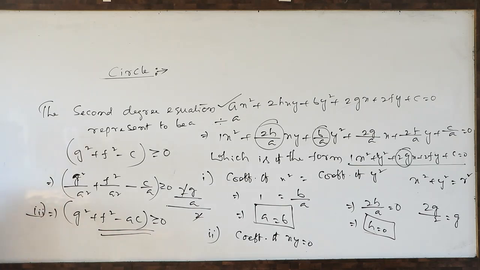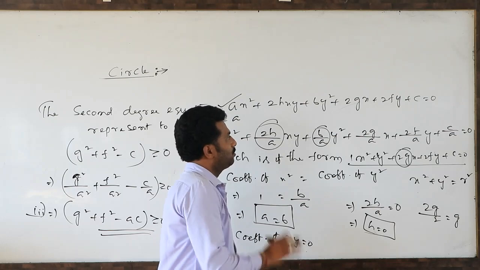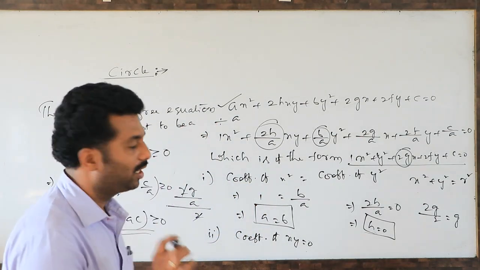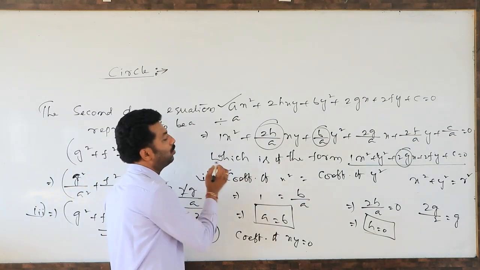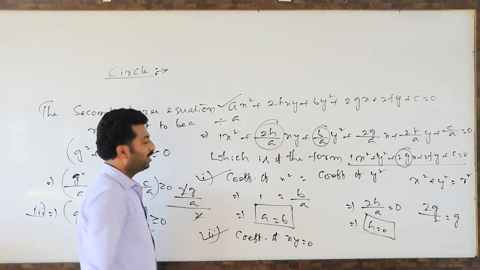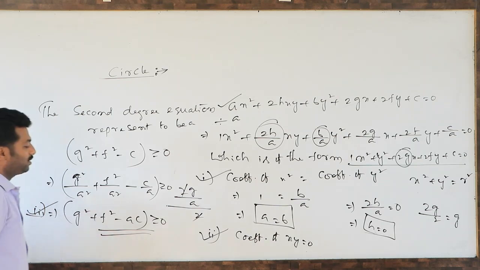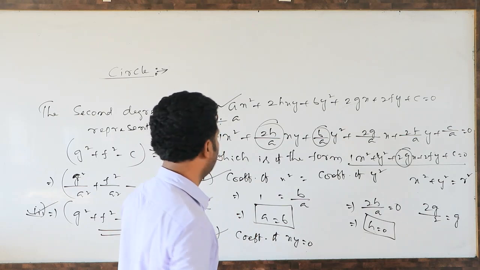You remember? ax square plus 2hxy plus by square plus 2gx plus 2fy plus c equal to 0 represents a circle. First condition is coefficient of x square equal to coefficient of y square. Second condition, coefficient of xy must be 0. Third condition, g square plus f square minus ac must be greater than or equal to 0. Next.